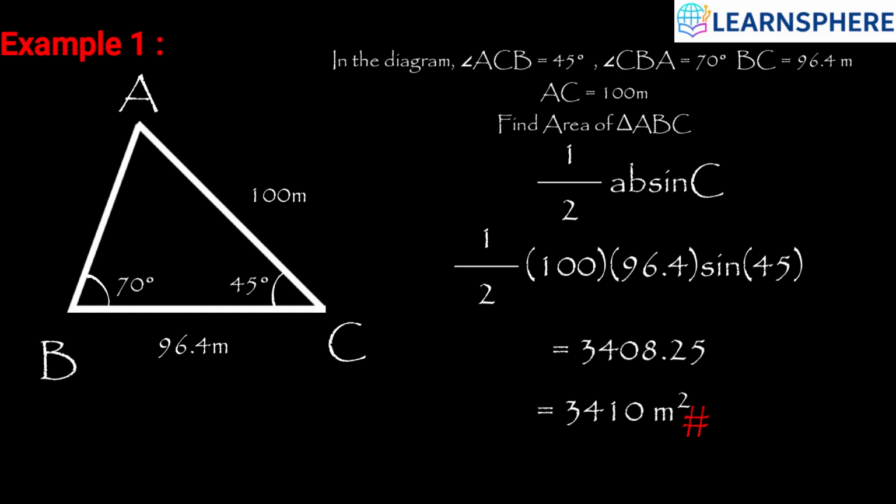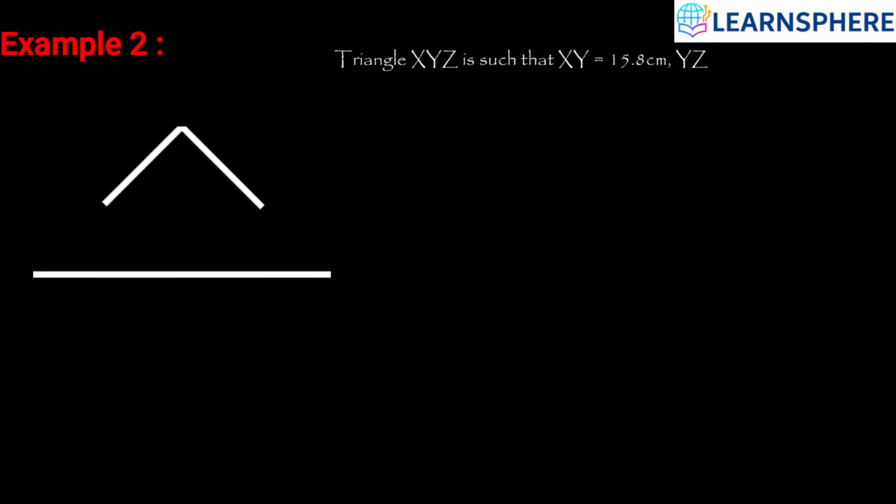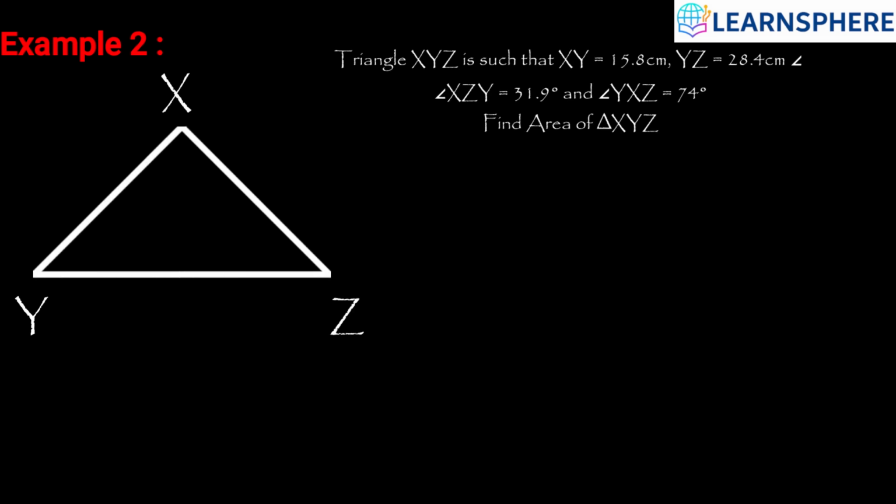Let's go on to example 2, where we have the question of, triangle XYZ is such that XY is equal to 15.8 cm, YZ is equal to 28.4 cm, angle YXZ is 74 degrees, and angle XZY is equal to 31.9 degrees. And we are asked to calculate the area of triangle XYZ.